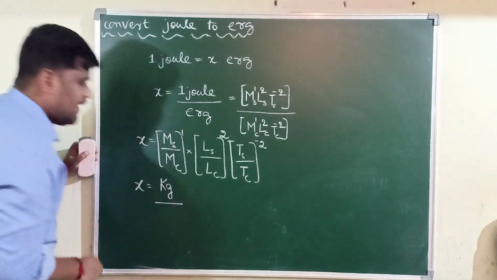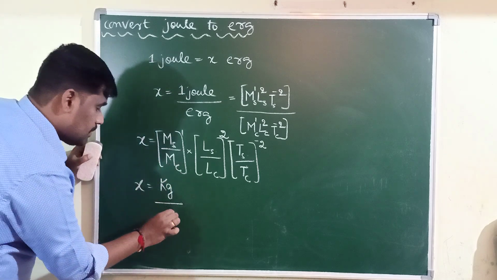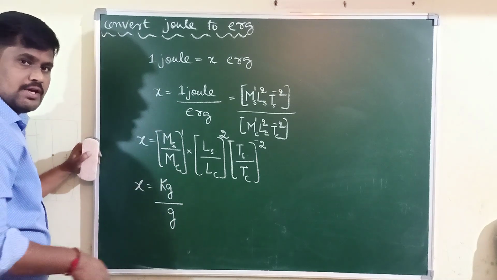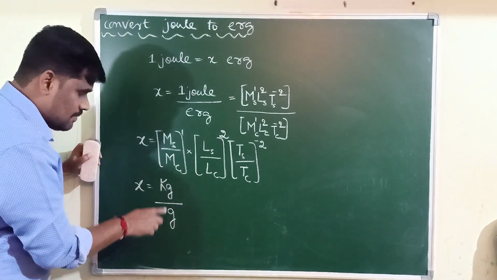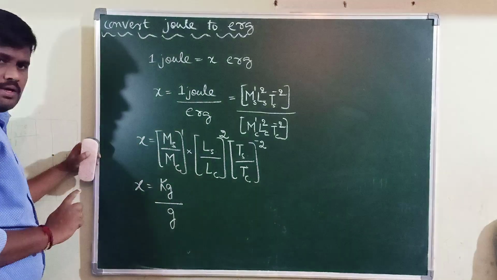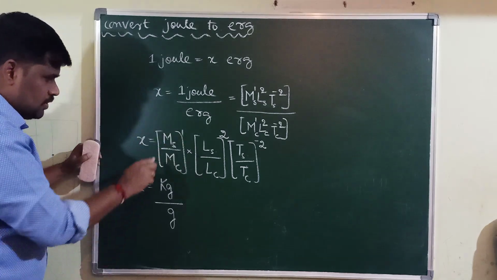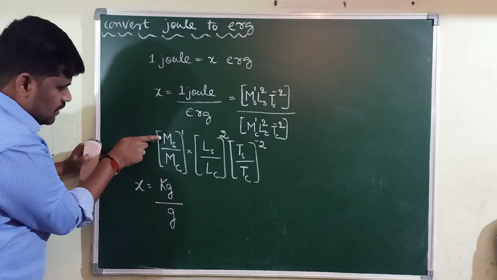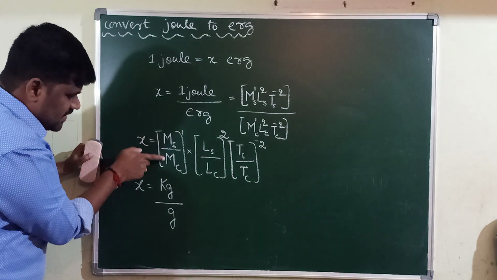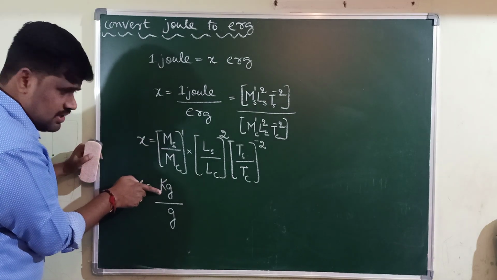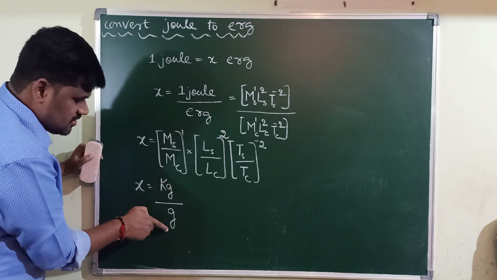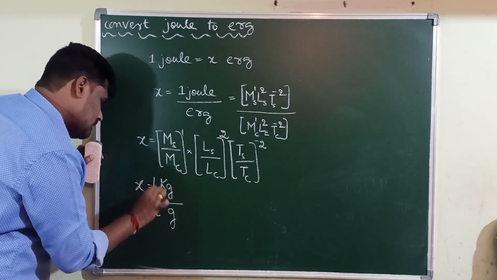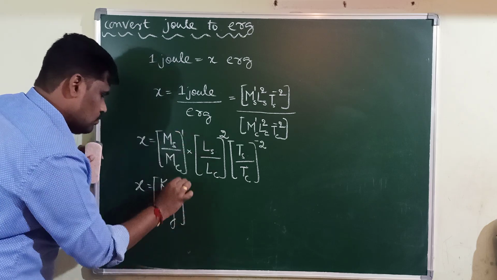kg divided by MC should be replaced by gram. Because in CGS system, the unit of mass is gram. Therefore, I will use gram here. In SI system, the unit of mass is kg. Therefore, I am using kg here. Mass in SI system is measured by kg. Mass in CGS system is measured by gram. Therefore, kg divided by gram to the power 1.